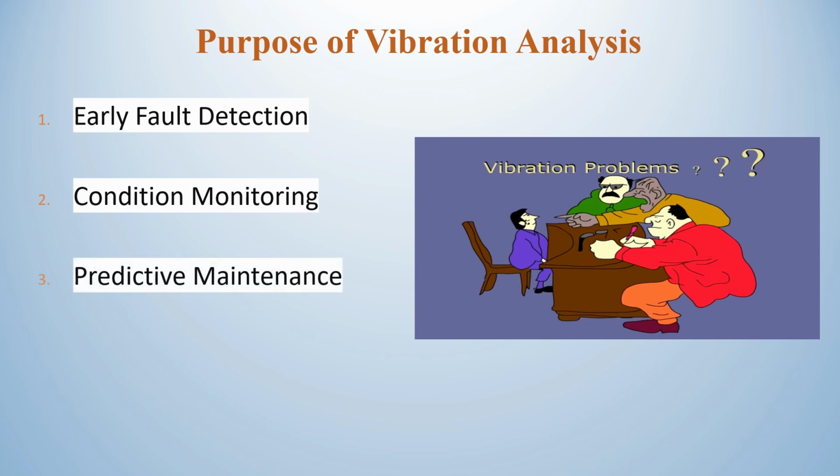Predictive maintenance. By leveraging historical vibration data and predictive analytics, organizations can predict potential equipment failures and plan maintenance activities accordingly. Root cause analysis. By examining vibration signatures recorded before the failure occurred, technicians can pinpoint the underlying causes of the failure, such as bearing wear and shaft misalignment.